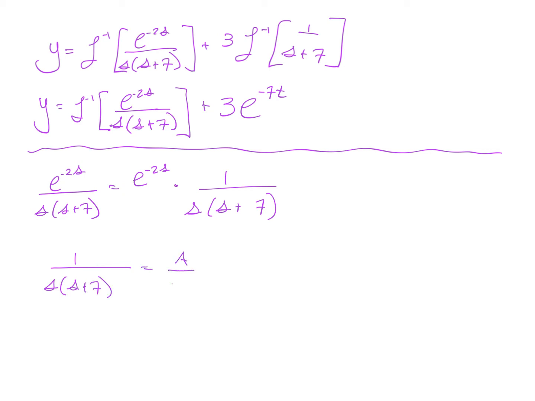So it's going to be a over s plus b over s plus 7. Multiply both sides by the common denominator, so we get 1 equals a times (s plus 7) plus b times s. And then just pick some values for s, and you can solve for a and b.